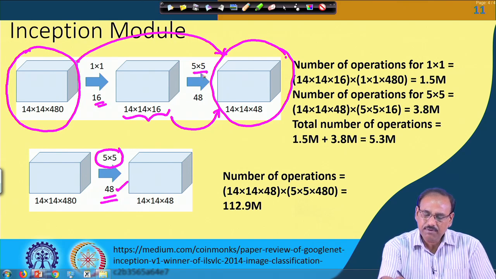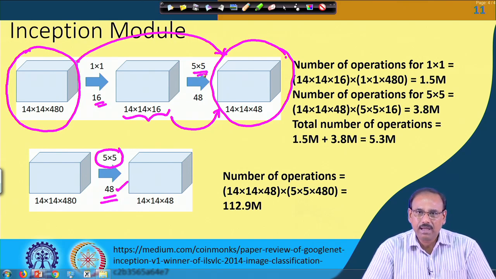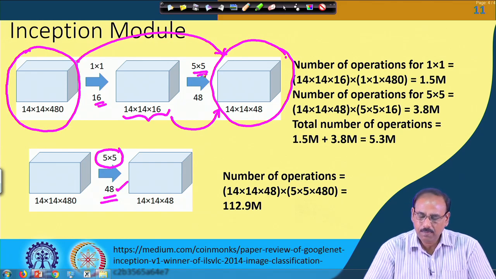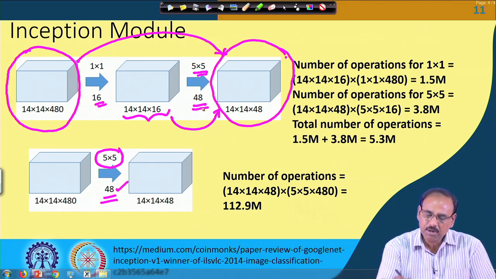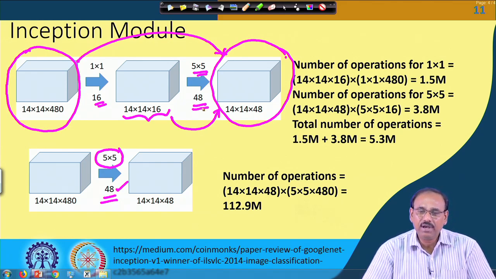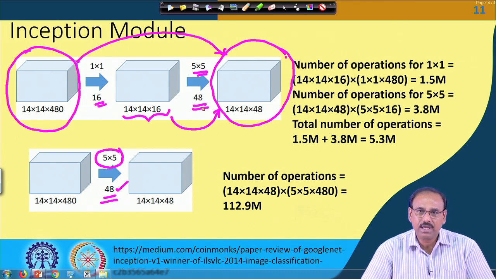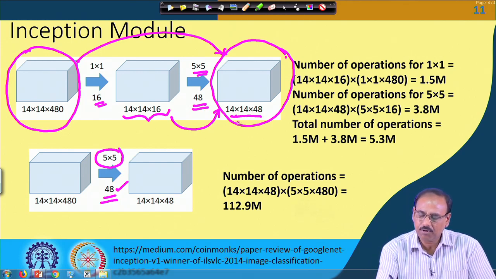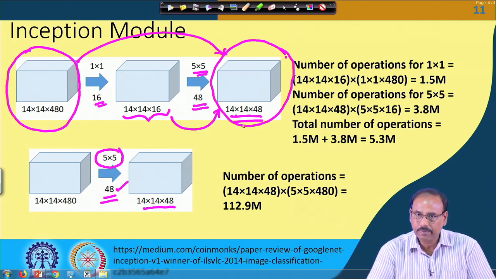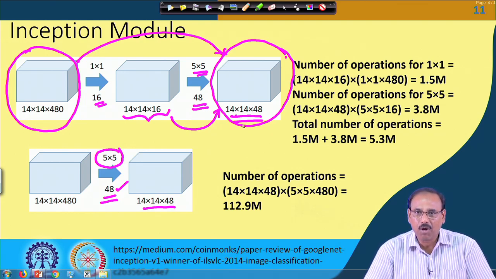So, each of these 5 by 5 kernels is giving me a feature map of size 14 by 14 by 1. If I use 48 such kernels, then I will have 48 such feature maps, each of size 14 by 14 by 1. You stack 48 such feature maps together, you get a feature map of 14 by 14 by 48. So you find that here also I get 14 by 14 by 48, here also I get 14 by 14 by 48.